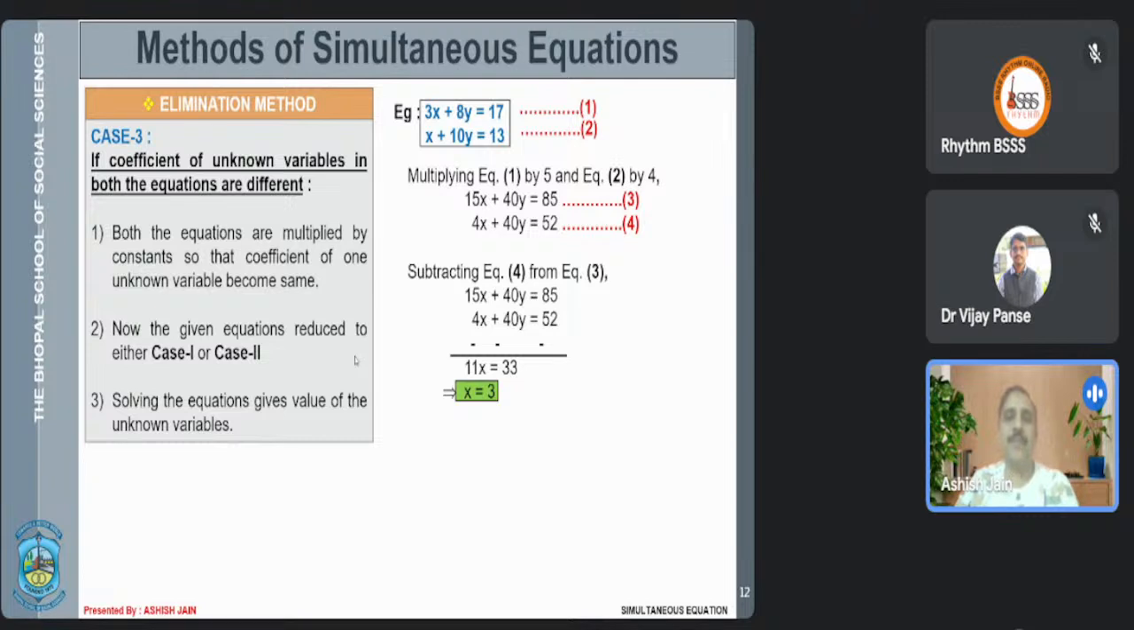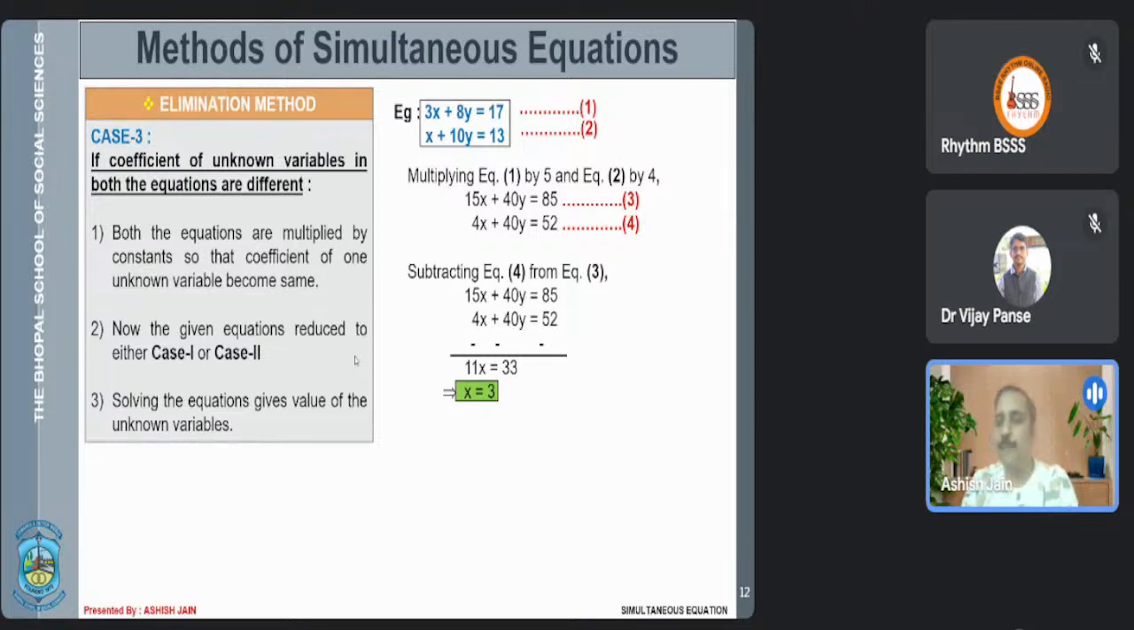After subtracting equation number 4 from 3, we have to change the sign of each element of equation number 4. So 4x will become minus 4x, 40y will become minus 40y. You only have to write the sign, nothing else, like it is written here. So 15x minus 4x, the answer is 11x. 40y minus 40y got cancelled. 85 minus 52, the answer is 33. That means the value of x is equal to 3.